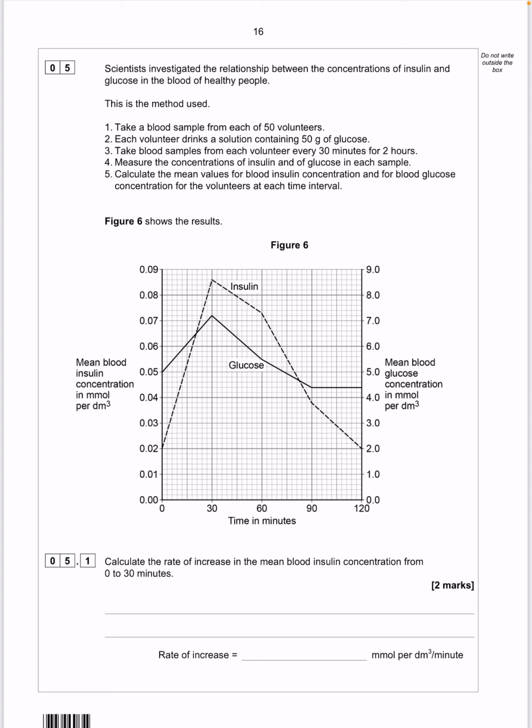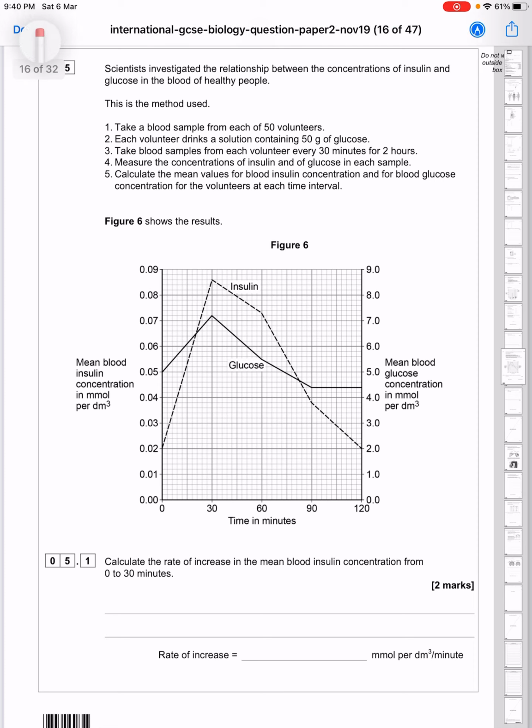Now, the real secret behind how to do a good analysis of a graph is reading the question, okay? You need to spend a good amount of time reading the question, understanding what exactly your parameters are on the x-axis and on the y-axis, and what exactly we need to measure. So let's check question 5.